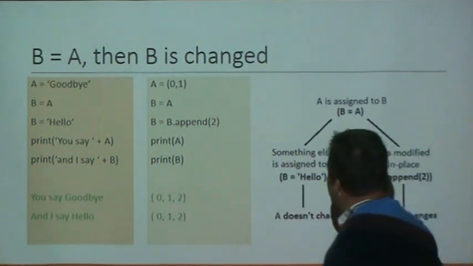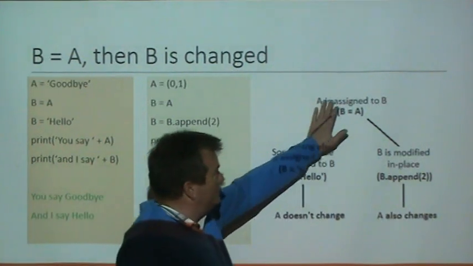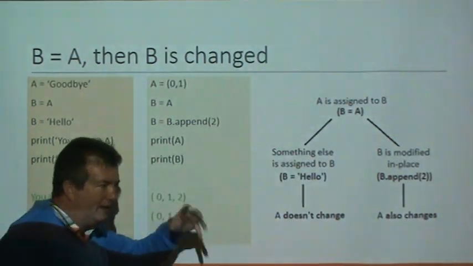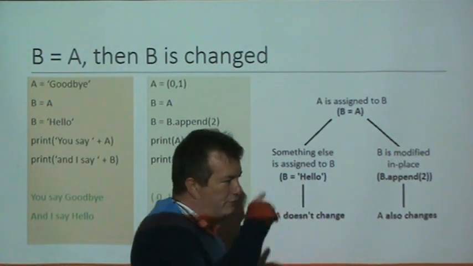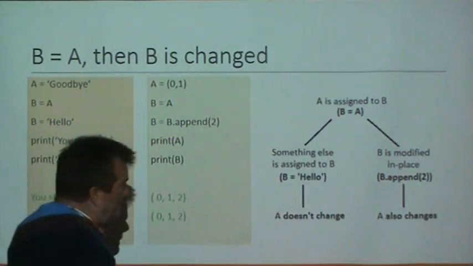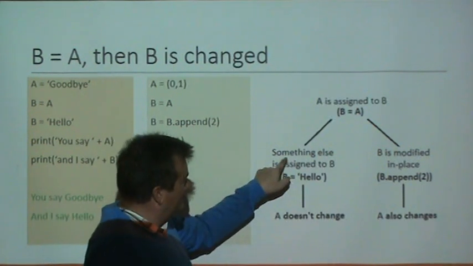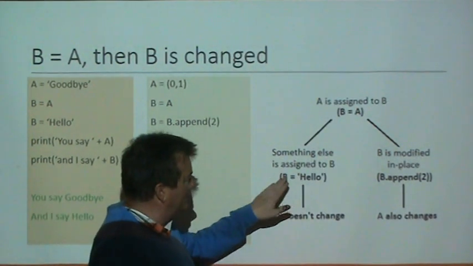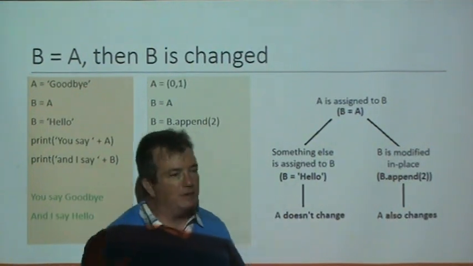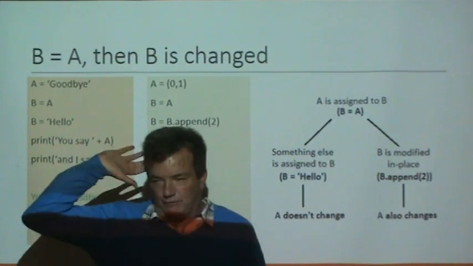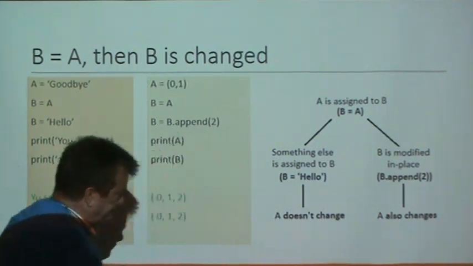So here's kind of a chart that says, okay, A is assigned to B. So if we say B equals A, that means the content of A is assigned to B. B now refers to the same thing A refers to. The question is, if something else is assigned to B, like B equals hello, that means we get a brand new chunk of storage and B now refers to that chunk of storage and A refers to what it used to refer to.